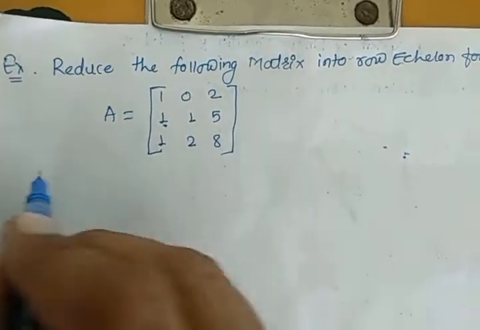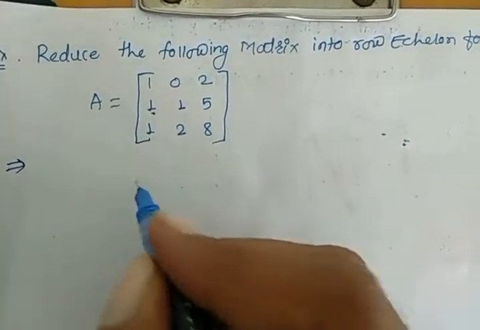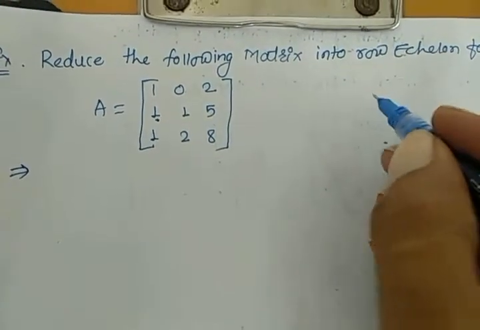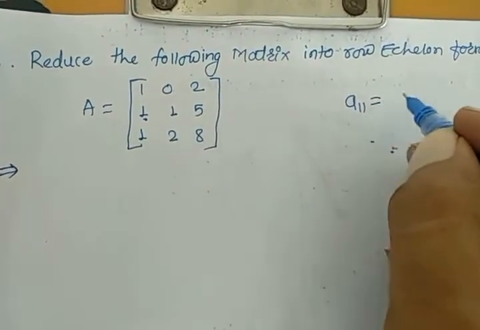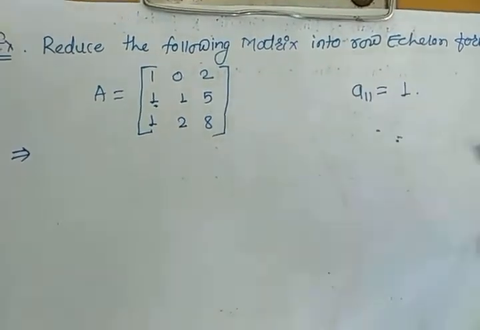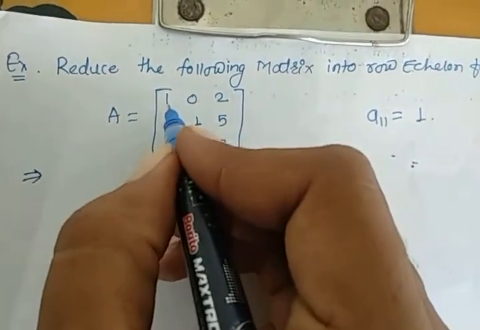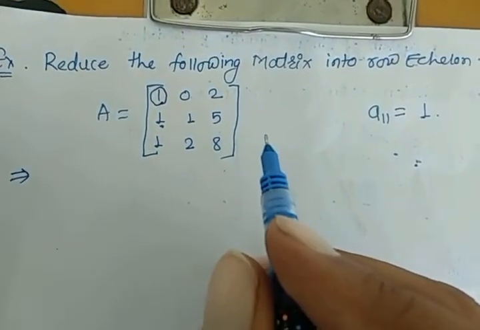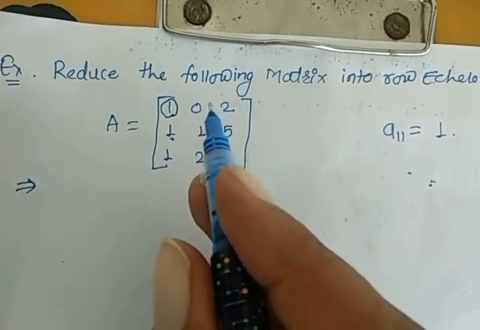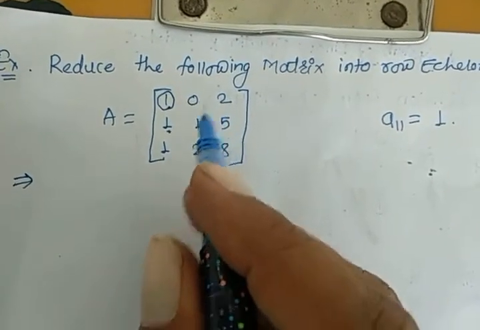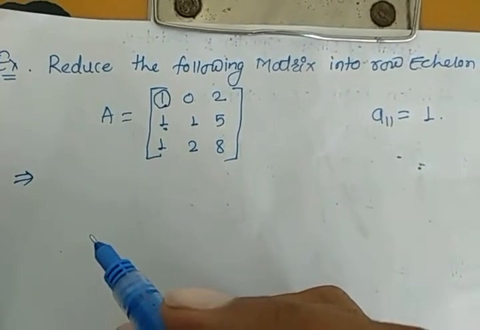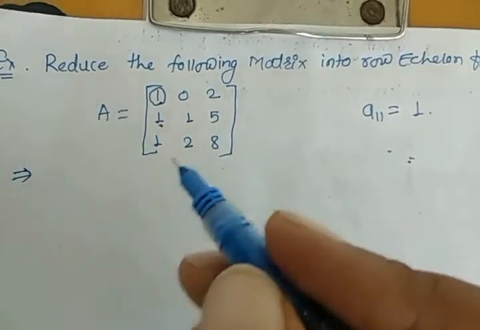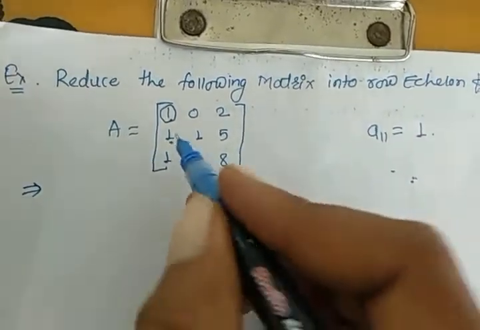Now the definition of row echelon form says that the first A11 position must be equal to 1. In this example, it is already 1, so there will be no change. Or if it is not 1, we have to make it 1 by using a scalar elementary row operation.